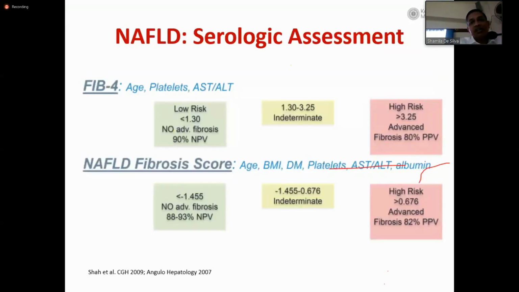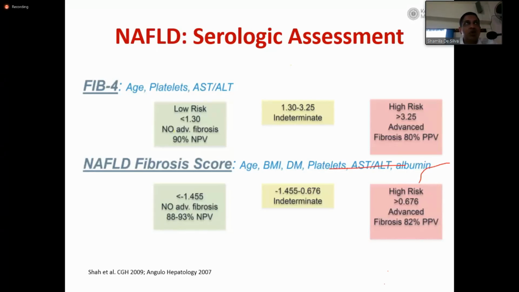We now have a tendency to do some serological studies, because that is helpful to identify those who have fibrosis. Two scores we routinely use are FIB4 and NAFL fibrosis score, or NFS. The FIB4 has age, platelets, AST and ALT, and using a smartphone application, we can input this data and get a value. If it is less than 1.3, that has a very high negative predictive value, meaning that there is very low risk of presence of fibrosis. So FIB4 less than 1.3 will rule out significant fibrosis.